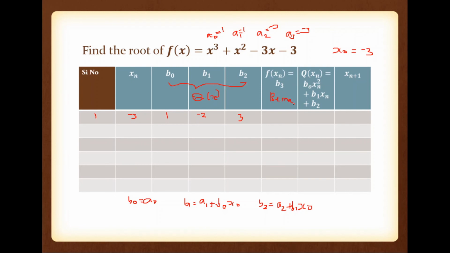Okay. So what is b3? Again one more term. b3 is equal to a3 plus b2 x0. So a3 is minus 3, b2 is 3, x0 is minus 3. So you have minus 2.